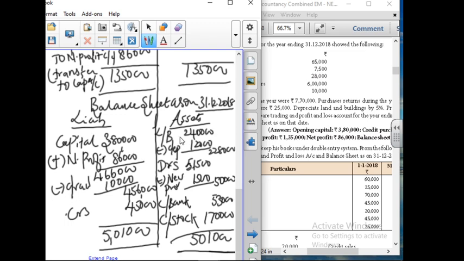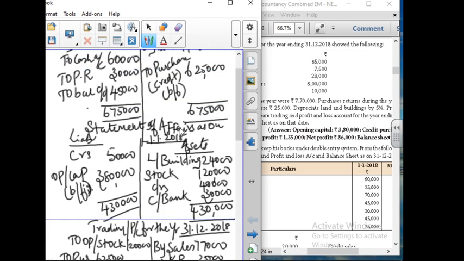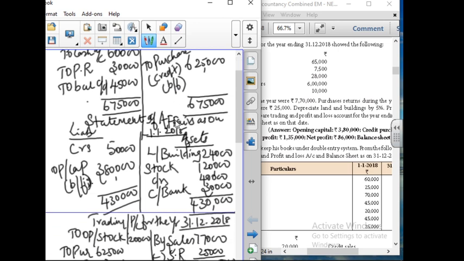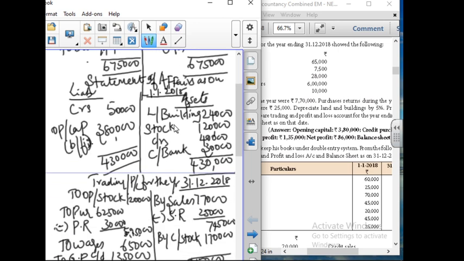Let us recall the things. First we have found out the total creditors, because the credit purchases amount is not given. Total debtors we have not found out, because total sales is given. So by this balance of creditors we have found out the credit purchases. Next comes your statement of affairs as on date, to find out the opening capital, that is 3,80,000. From the first information only we have found out the capital.